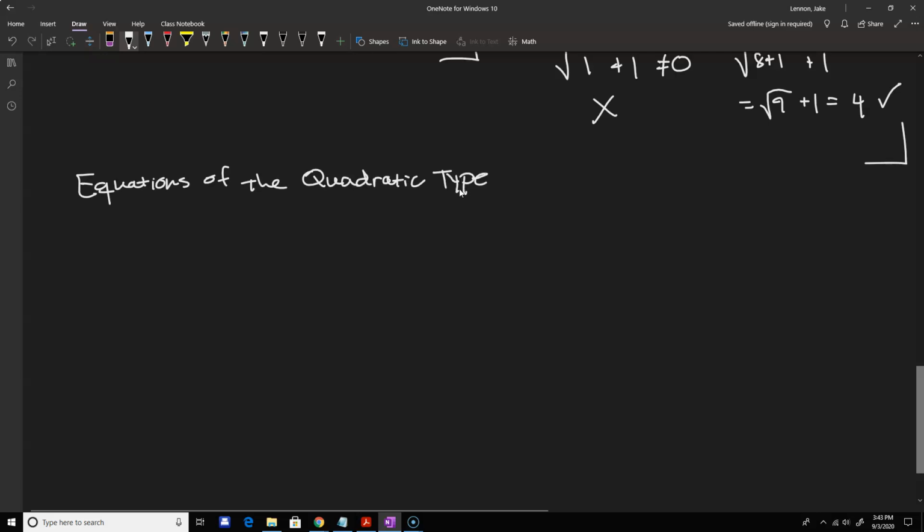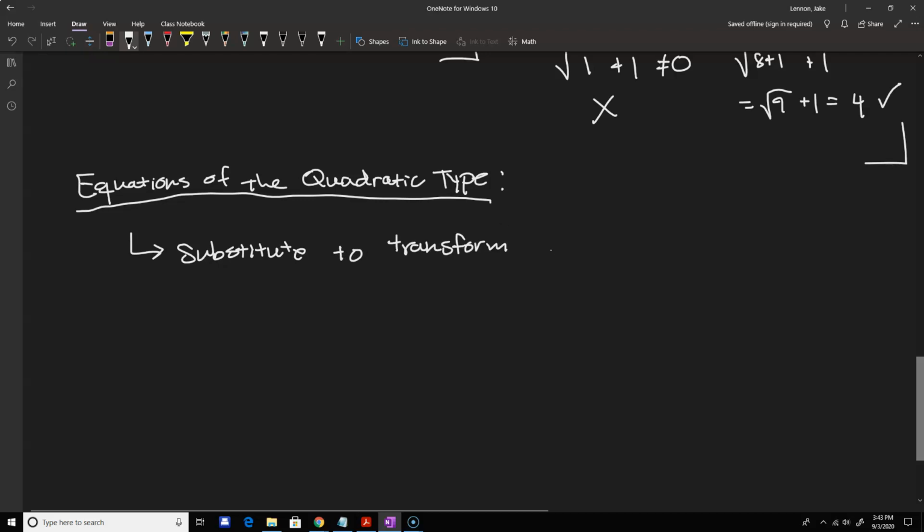So that's the key here. We want to, they look almost quadratic, but we need to substitute a variable. So substitute to transform to a quadratic, maybe in some other letter. Okay, so looking at these, we have first, again, I'll just say solve for x.